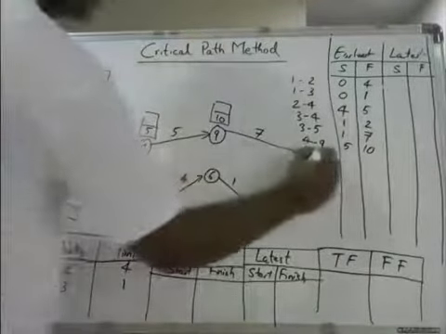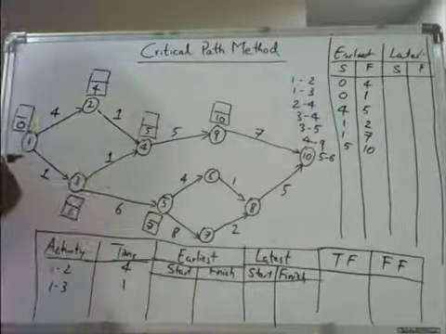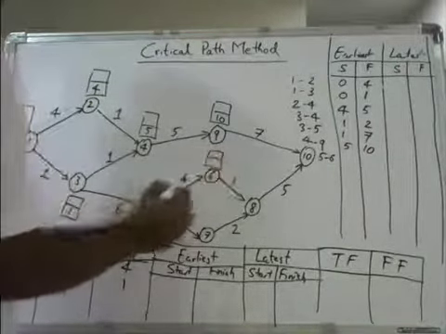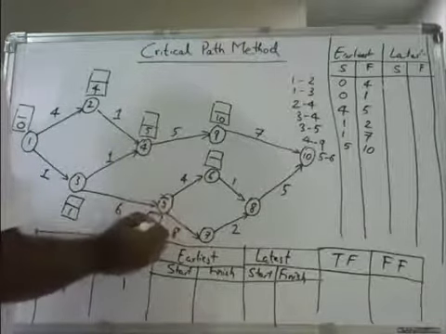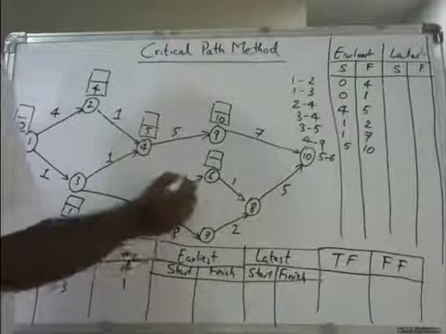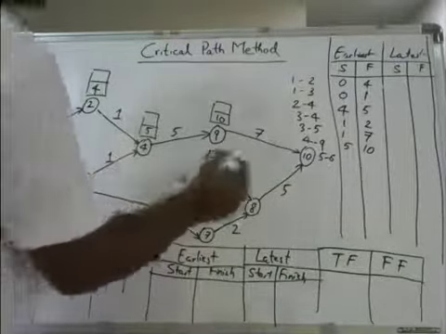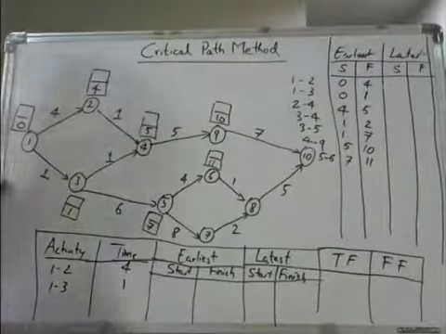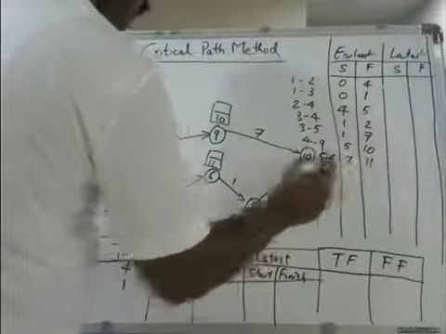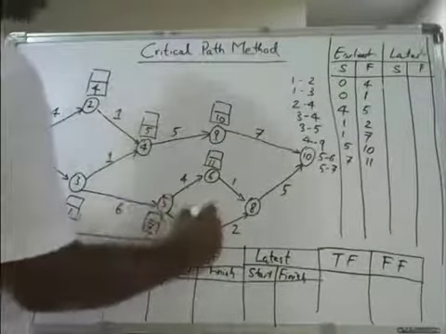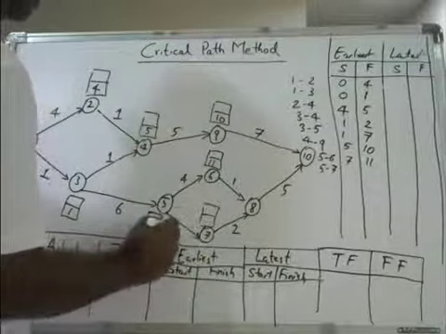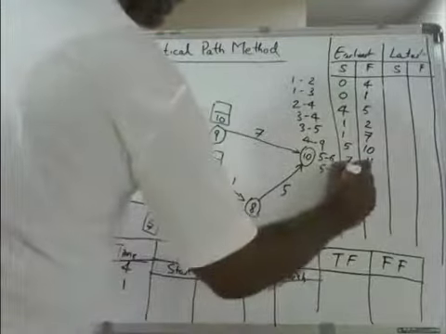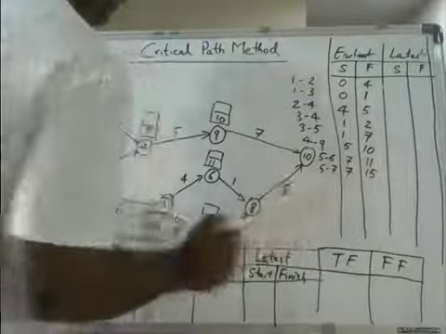The next one is 5 to 6. Now naturally it starts with 7. 7 plus 4 is 11. So starts with 7, ends with 11. Then next one is 5 to 7. So I'll put it here. 7 plus 8, 15. Starts with 7, ends with 15.